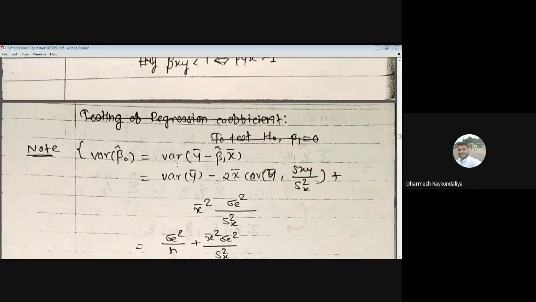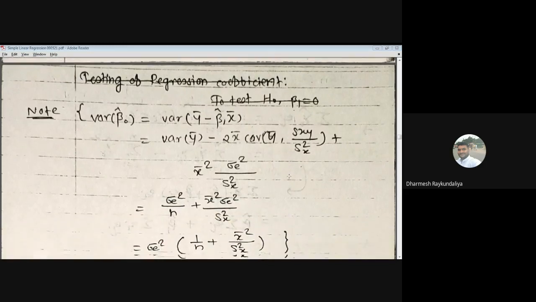How will you find this variance? It is the variance of y bar minus 2 times the covariance between y bar and beta 1 cap x bar. But x bar I have taken outside. So it is 2 x bar covariance of y bar and beta 1 cap, where beta 1 cap is sxy upon sx square, plus the variance of this quantity. Since x bar is outside, it is x bar square, and the variance of beta 1 cap we already obtained: it is sigma epsilon square upon sx square.